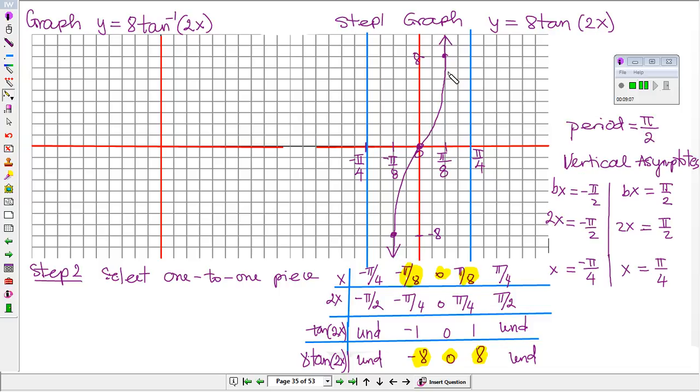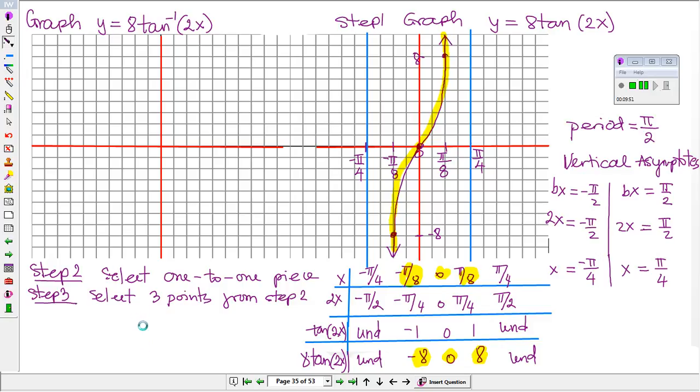So you can see right here that this piece of the graph is one-to-one because it passes the horizontal line test. I'm going to go ahead and select this piece, and the y values never repeat. So step 3, we are going to select the 3 points from step 2.